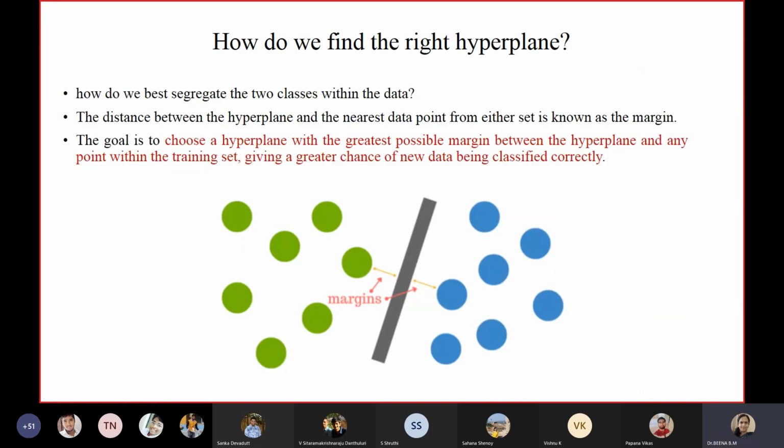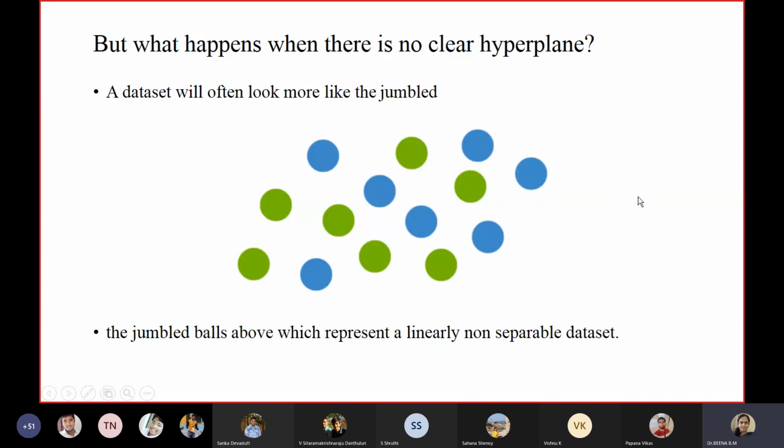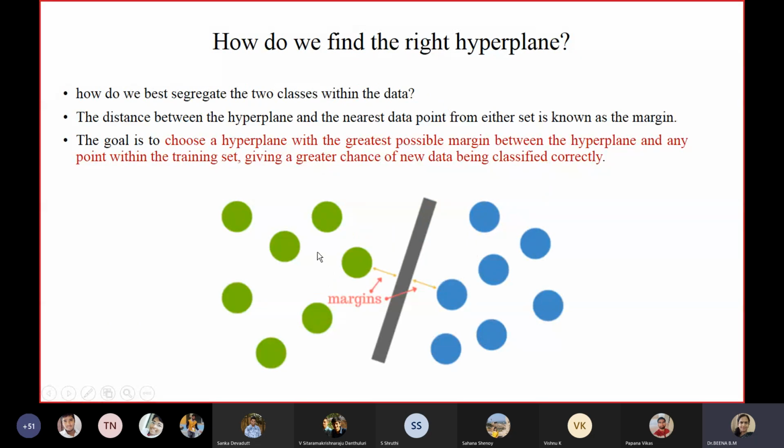Next, how do we find the right hyperplane which segregates the classes? Here the data are divided into two classes. It means the data is linearly separable. By looking at this figure, you can justify that the data is linearly separable. This is the first margin and this is the margin, and this line is called the hyperplane. Here the data are segregated into different classes.